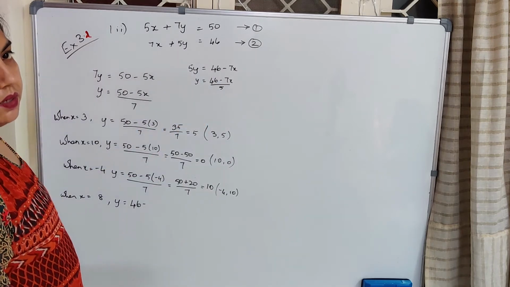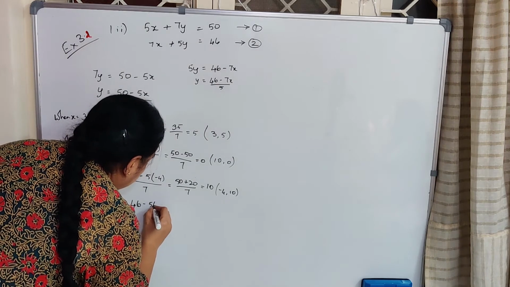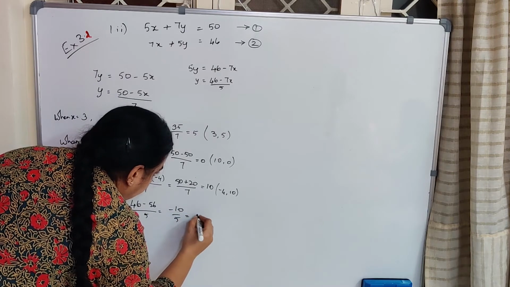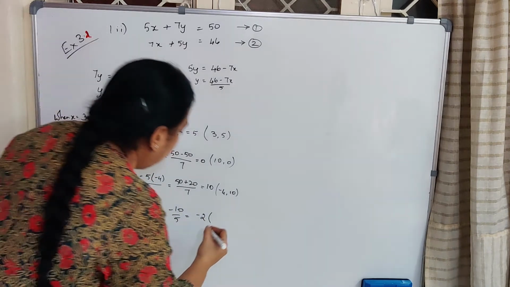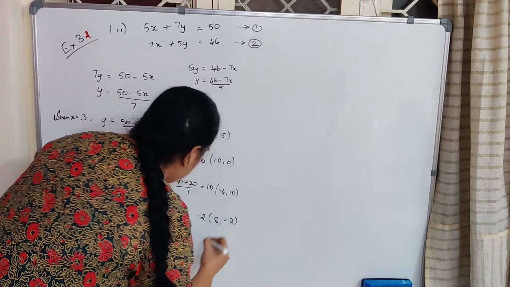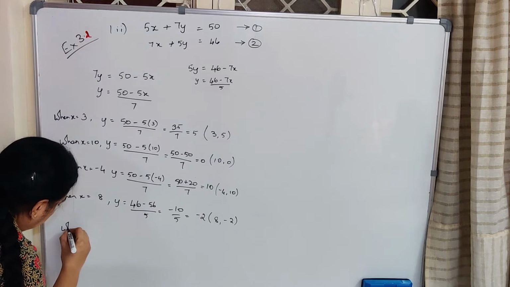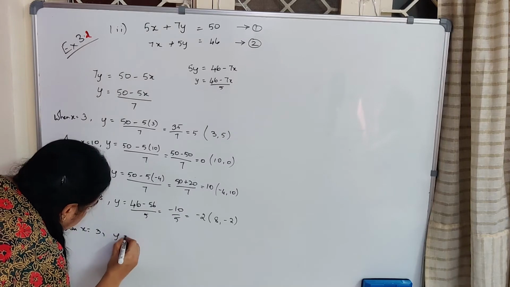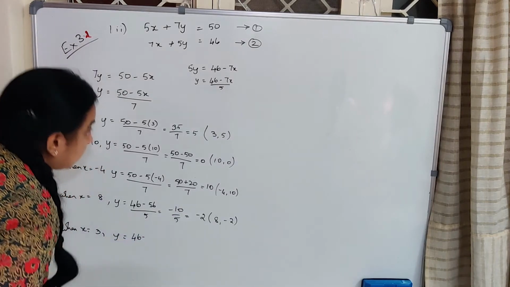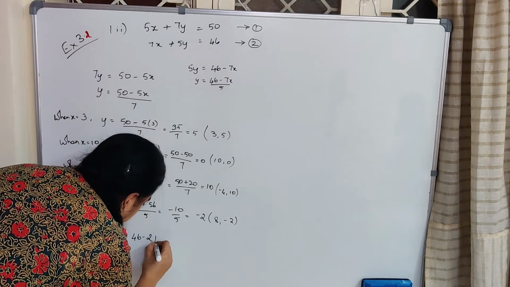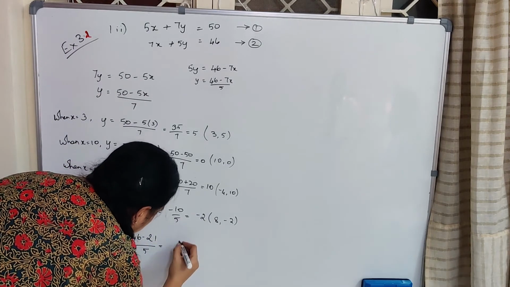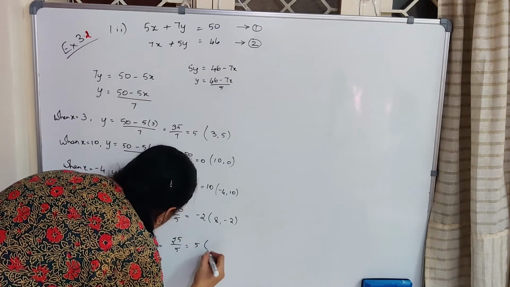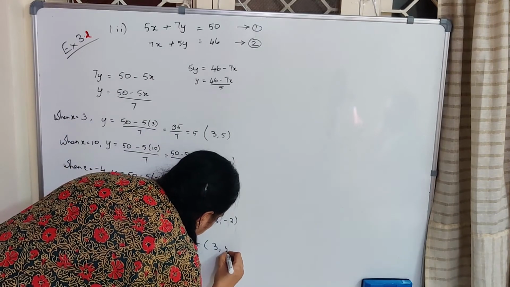7 8s are 56. 46 minus 56 by 5. So I have minus 10 by 5 here, and that is minus 2. So the point will be (8, -2). Then the next point, when x is equal to 3, y is equal to 46 minus 7 into 3. 7 3s are 21. 46 minus 21 is 25, 25 by 5, so 5 I have, and the point will be (3, 5).